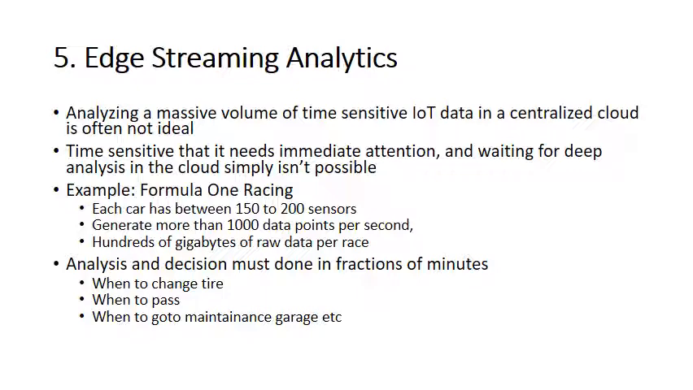So what is the use of this analytics in Formula One racing? It has to sense whether the air in the tire is correct or not, always. So when to go to the maintenance garage, when to pass, and when to change the tire. So many things are involved. It all depends on how the sensors sense the data and give the result to the driver.